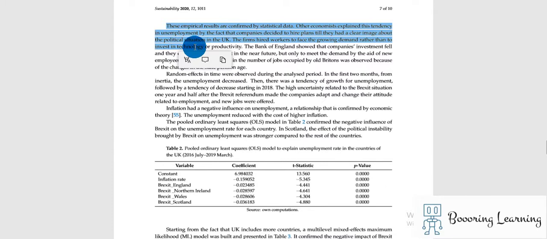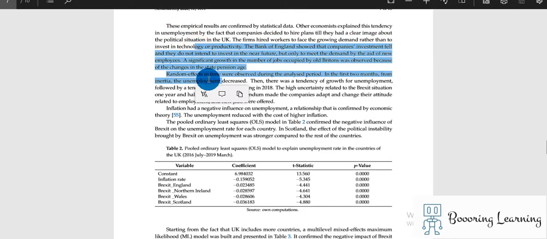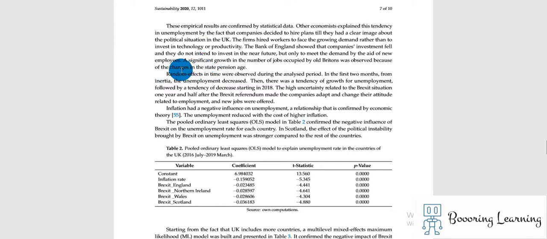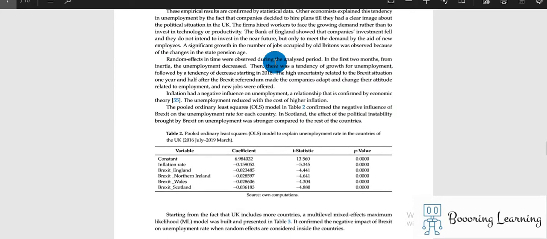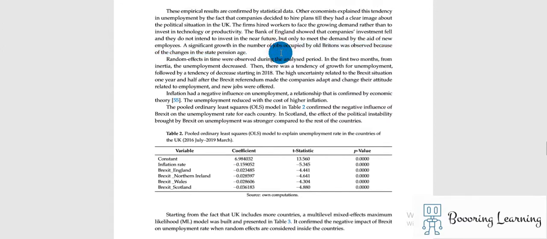Other economists explain this tendency in unemployment by the fact that companies decided to hire plans until they had a clear image about the political situation in the UK. The firms hired workers to face the growing demand rather than to invest in technology or productivity. The Bank of England showed that companies' investment fell and they do not intend to invest in the near future, but only to meet the demand with the aid of new employees. A significant growth in the number of jobs occupied by older Britons was observed because of the changes in the state pension age.